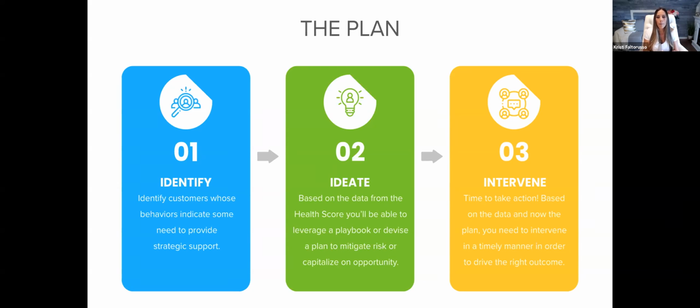So intervention is not bad. It is just your need to dive in, use that data to take action. So I won't spend too much more time on this. Should be clear. Use the data, identify your customers to target, come up with your plan and your action plan, right? What are the steps you need to take? And then go and take those steps.